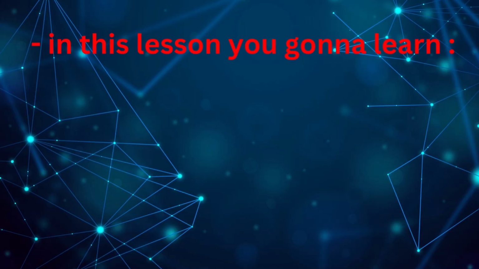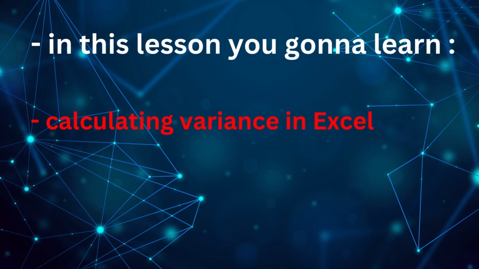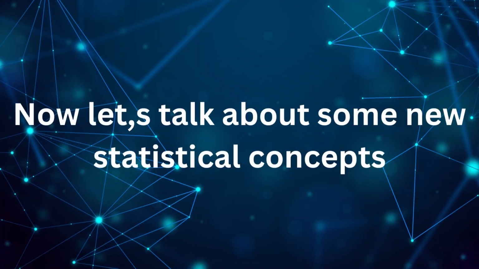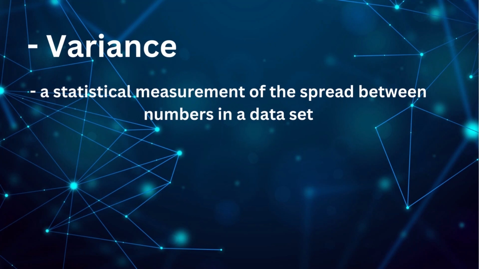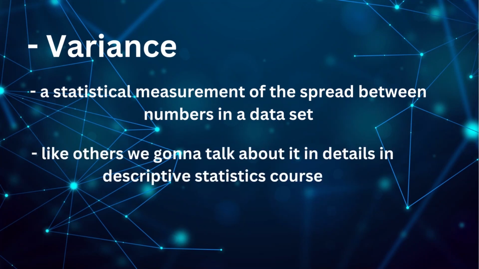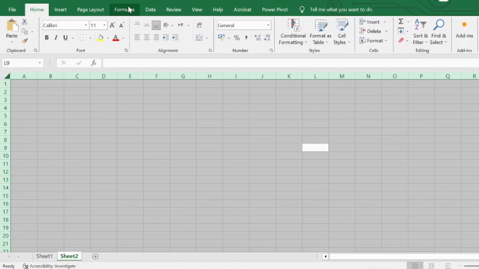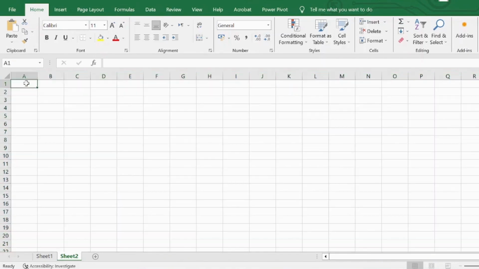In this lesson you are going to learn about calculating variance in Excel. Quick overview about descriptive statistics. Now let's talk about a new statistical concept. Variance is a statistical measurement of the spread between numbers in a data set. Like others, we are going to talk about it in detail in the descriptive statistics course. But right now we focus on calculating it using a function called var.p. Let's generate a sample of data and calculate the variance of it.